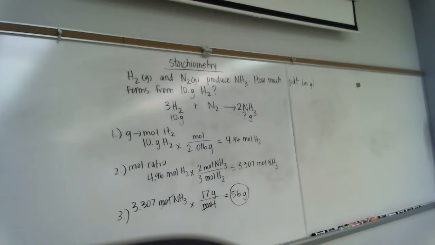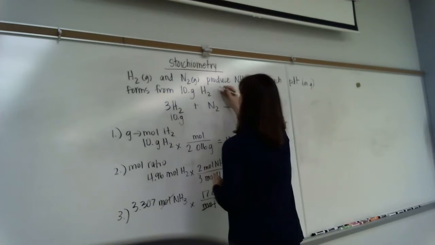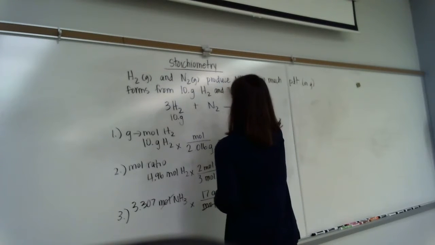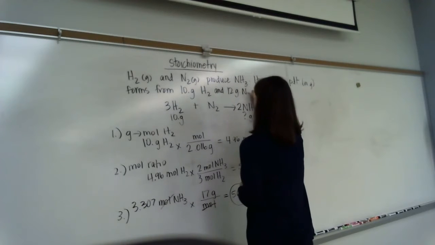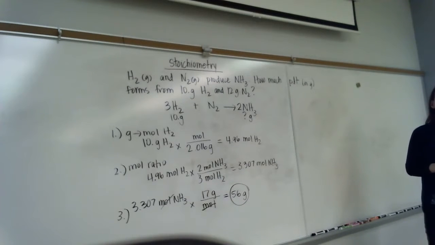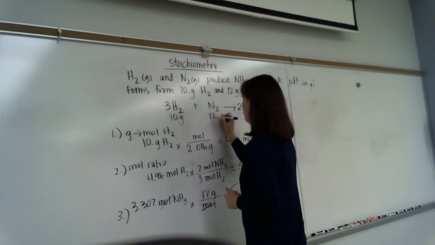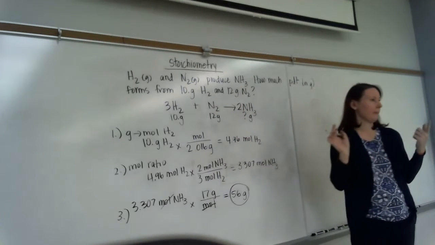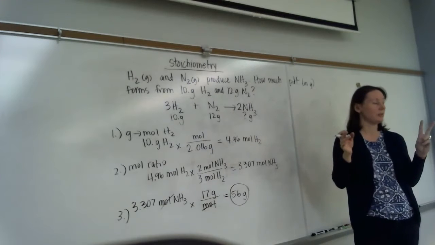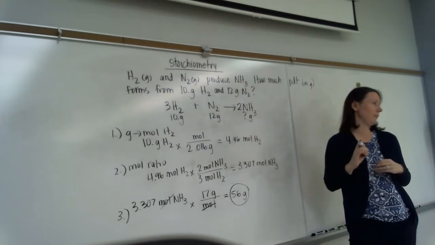Now, if this were a limiting reagent problem, what if I said forms from 10 grams H2 and 12 grams N2? How would we change this problem? We'd have to do the whole thing twice, right? We do all this work again, now from the 12 grams. And then we pick the smaller number. Anytime you know information about 2 substances, it's a limiting reagent problem. You'd have to do all the work twice and pick the smallest number.